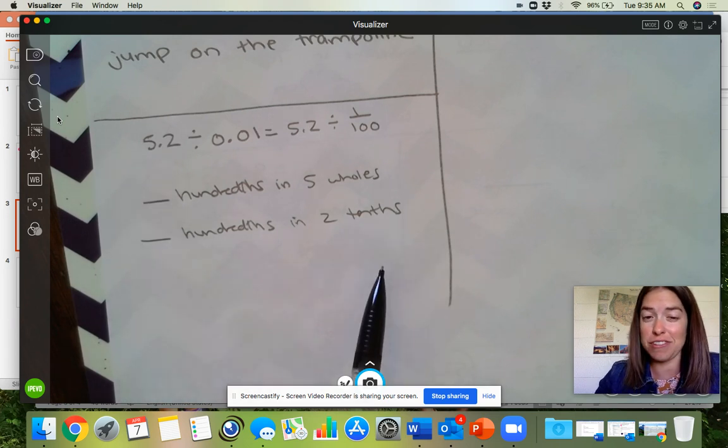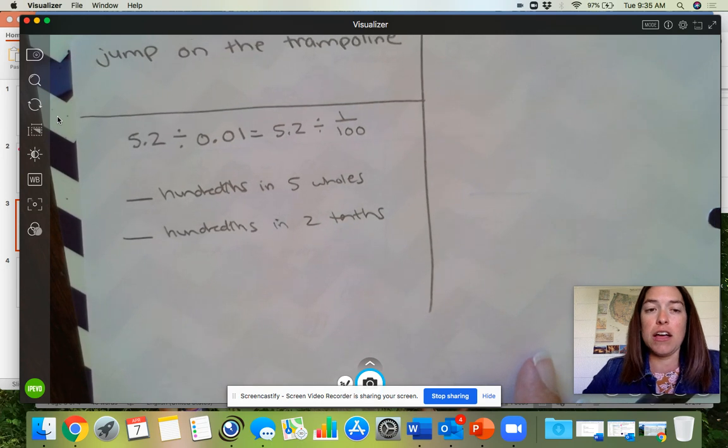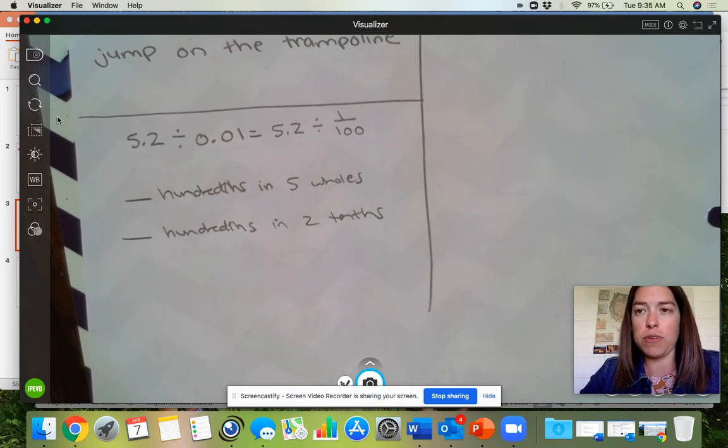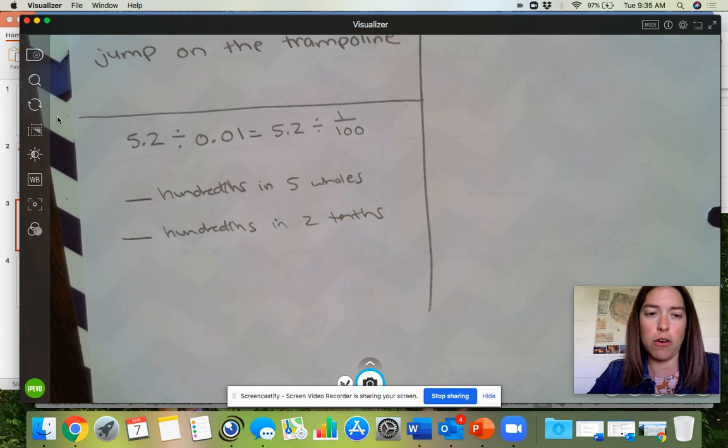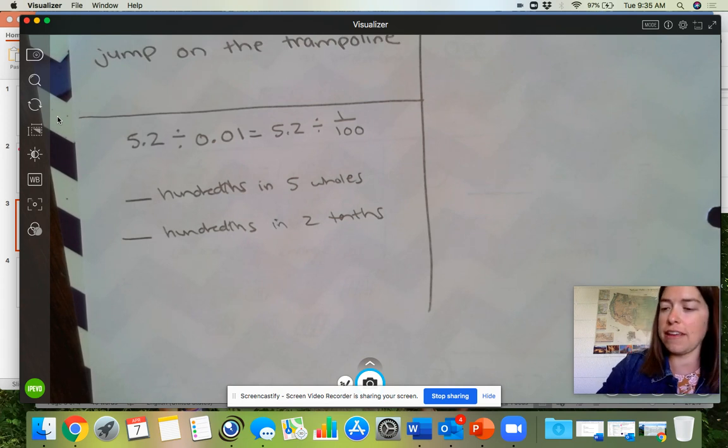I told you this one was going to be a little bit tricky. Make sure you have your paper set up, and we'll talk through this one a little bit together. Let's start with the hundredths in 5 wholes. This one we already know. There's 500 hundredths in 5 wholes.